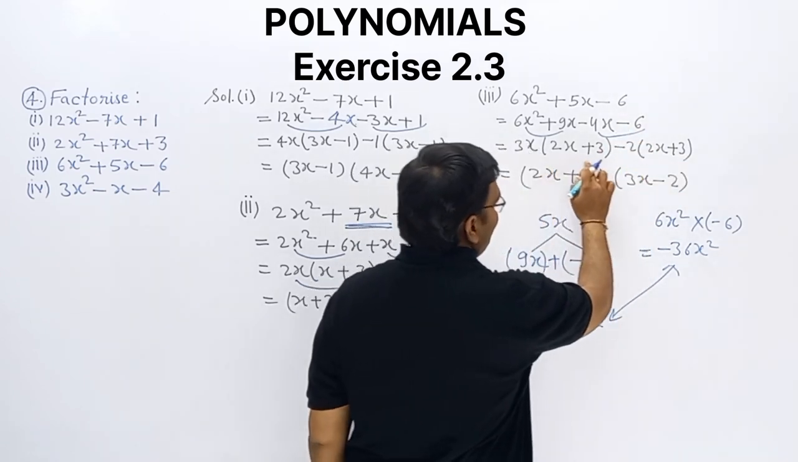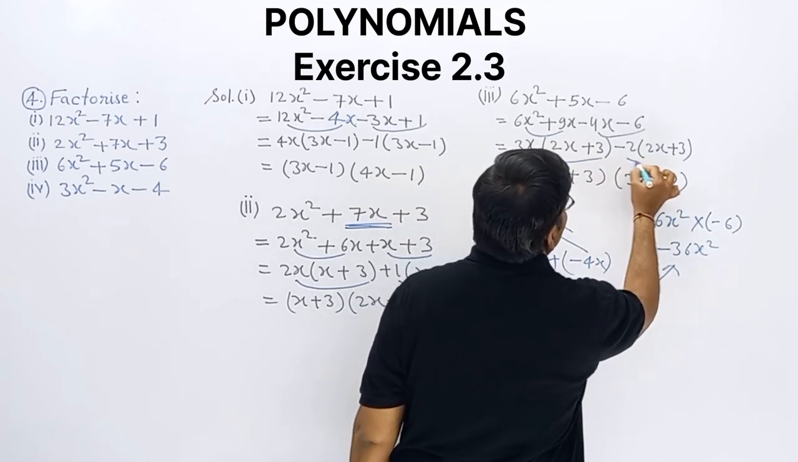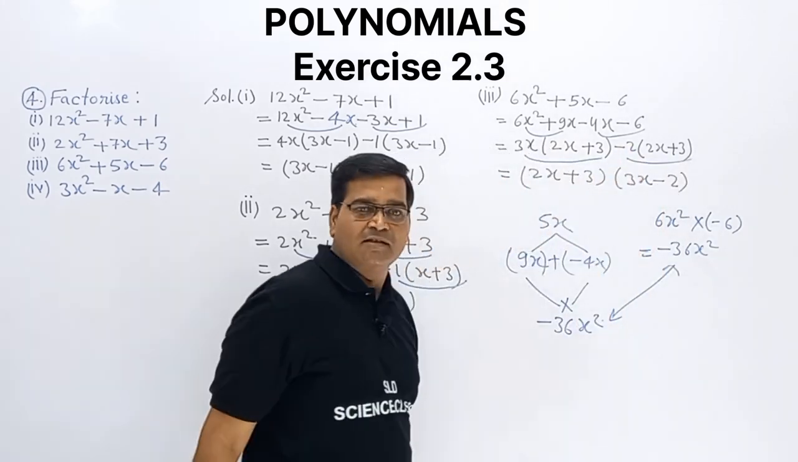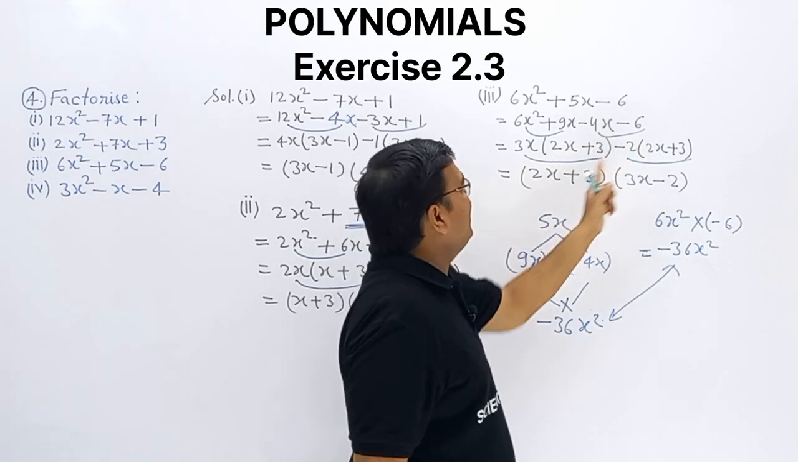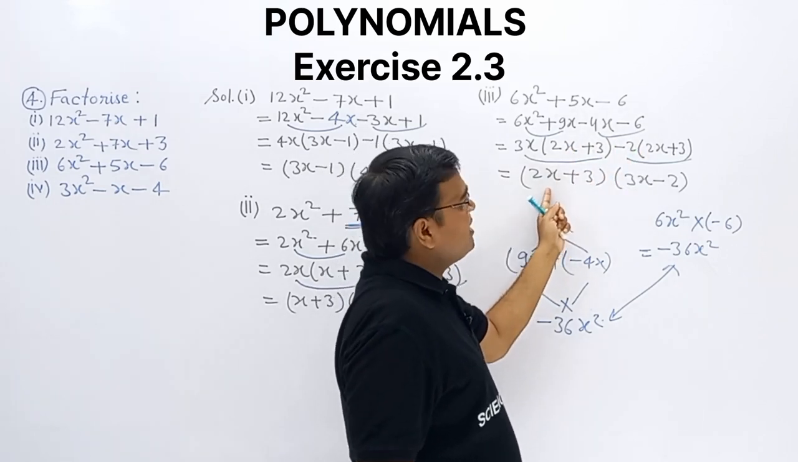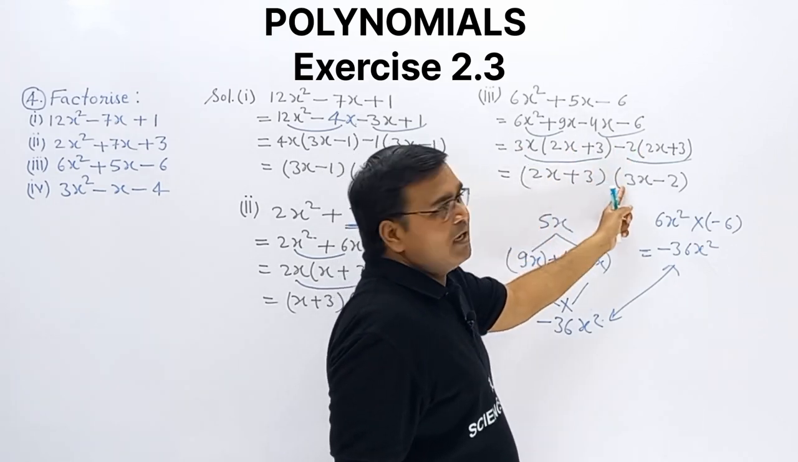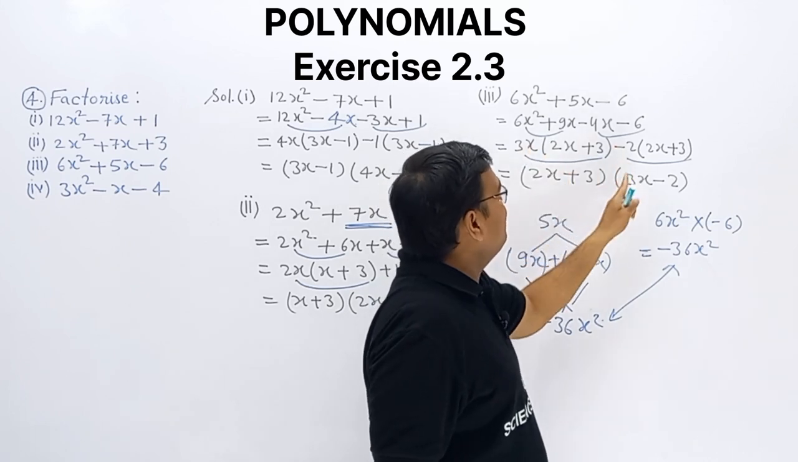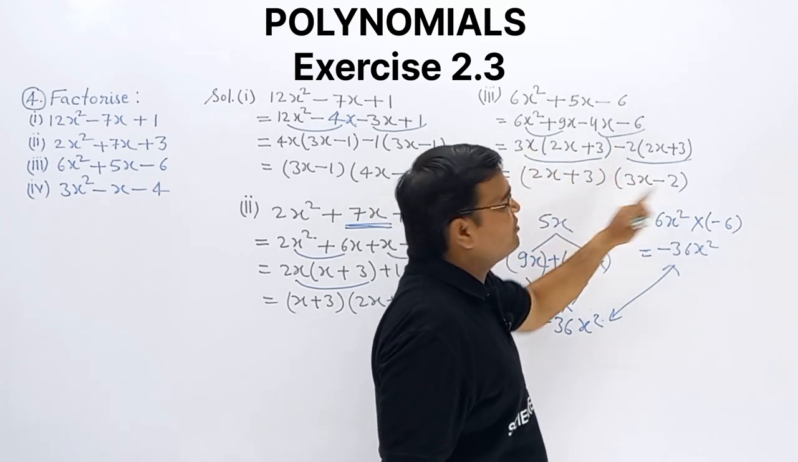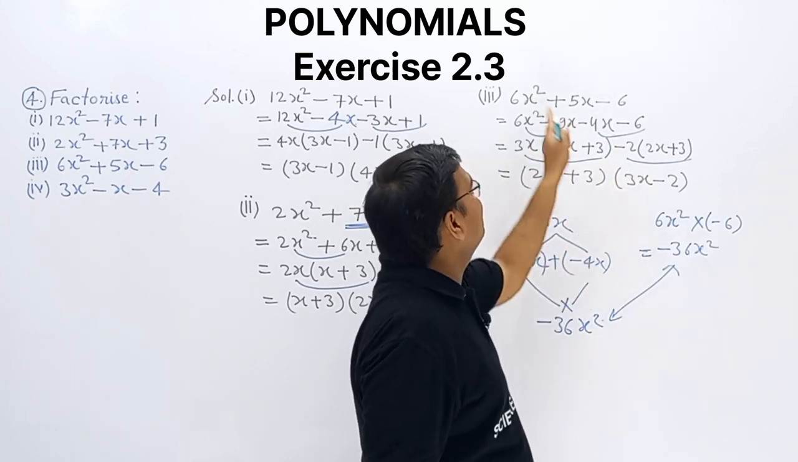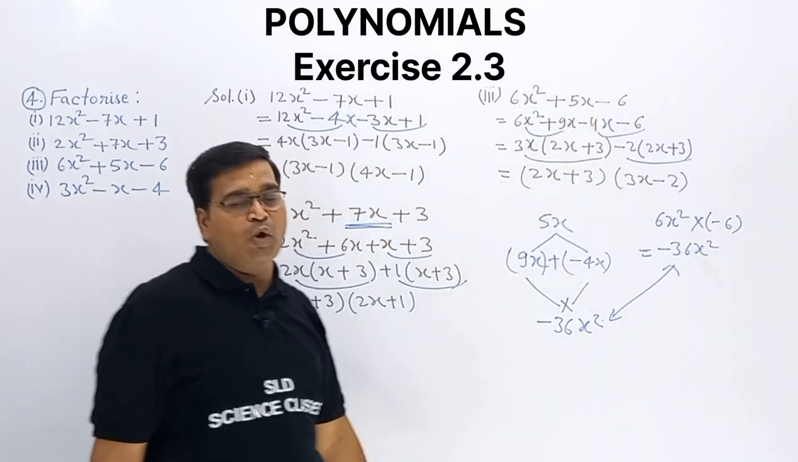Take both this term and this term separated by minus. In both terms we have the bracket as common. Take the bracket outside and take another bracket with whatever remaining parts we have, 3x minus 2. These two are the factors of this polynomial.